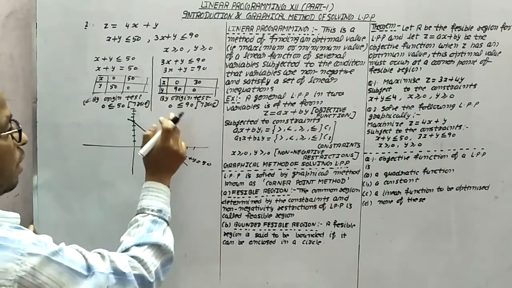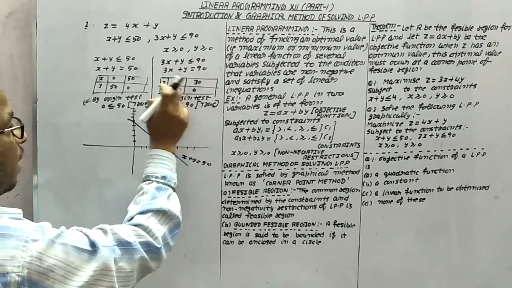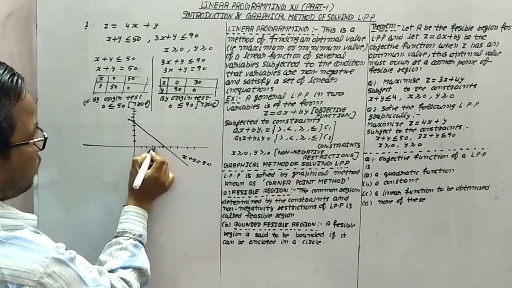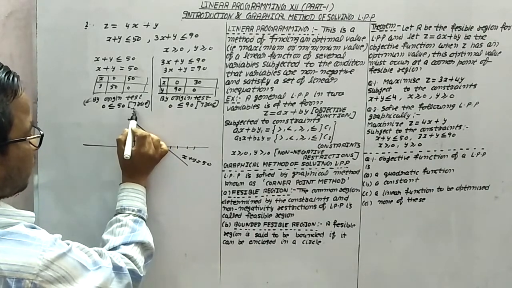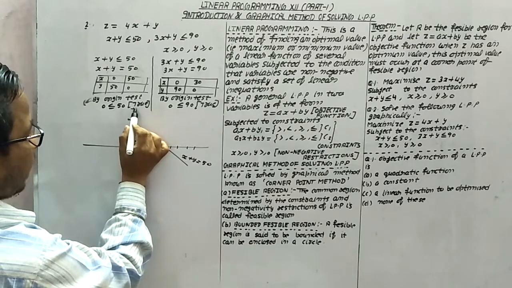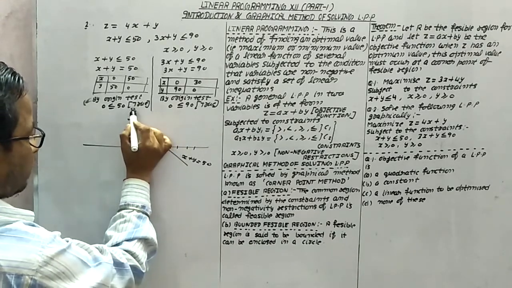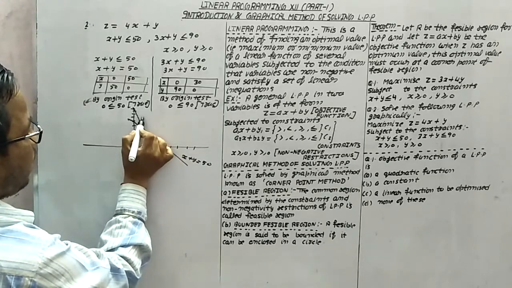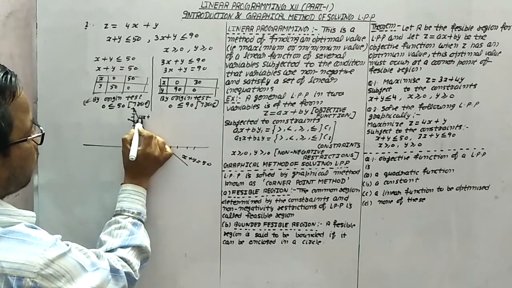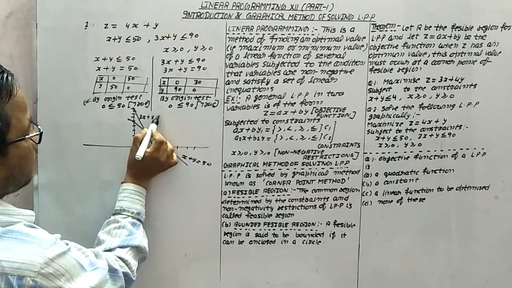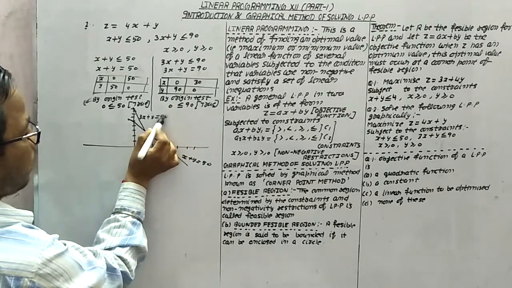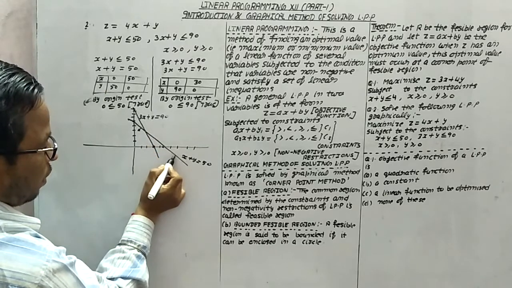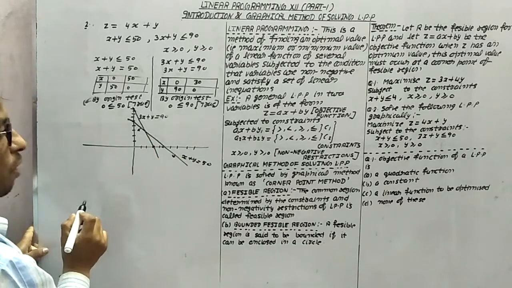Now for the other line, if x is 0, y is 90, and if x is 30, y is 0. So this will be the line, and this line is 3x plus y equals 90. Now what we are observing is that this is the downward portion, and this is also the downward portion.